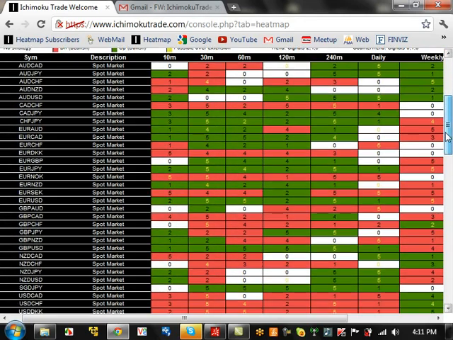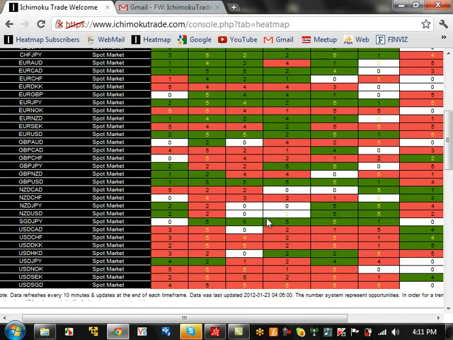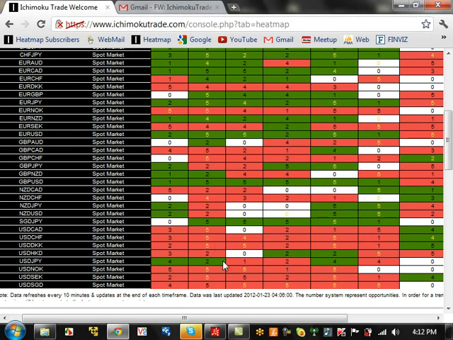The data on this heat map, believe it or not, is at a tick level. The browser automatically refreshes every, I think, 10 minutes. You can right mouse click and say reload, and it'll automatically refresh. But the data behind the scenes is actually refreshed at a tick level, and you can see when it was last updated down here. Okay.